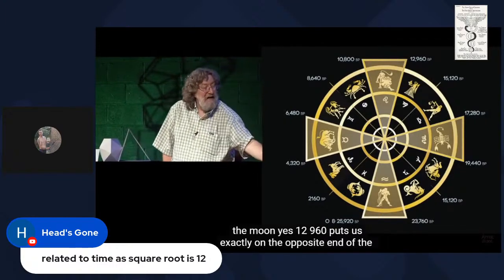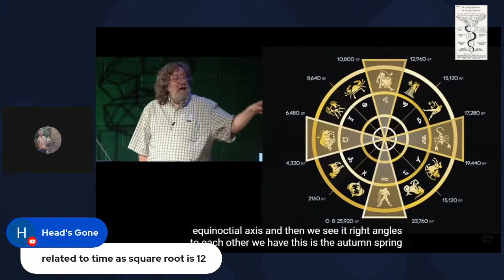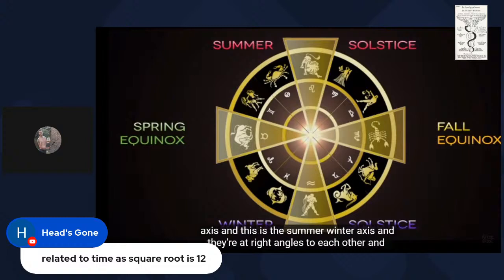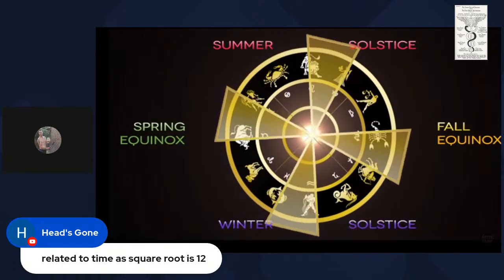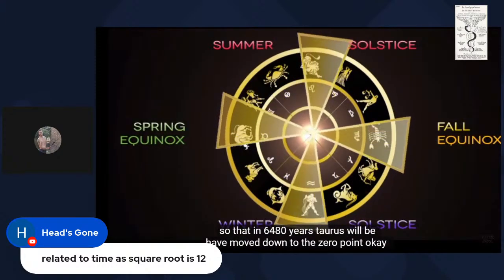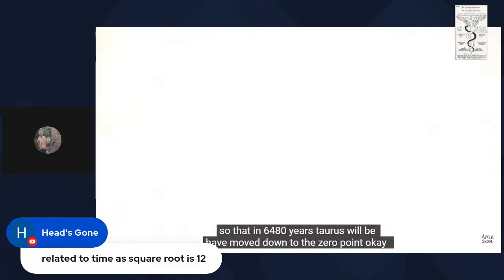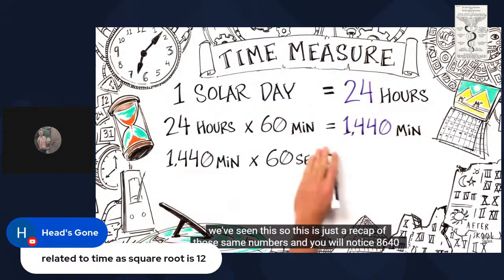12,960 puts us exactly on the opposite end of the equinoctial axis. And then we see at right angles to each other, we have, this is the autumn spring axis, and this is the summer winter axis. And they're at right angles to each other, and the whole thing is rotating. You've got a picture that this propeller is rotating counterclockwise. So that in 6,480 years, Taurus will have moved down to the 0 point. Okay, we've seen this. So this is just a recap of those same numbers.